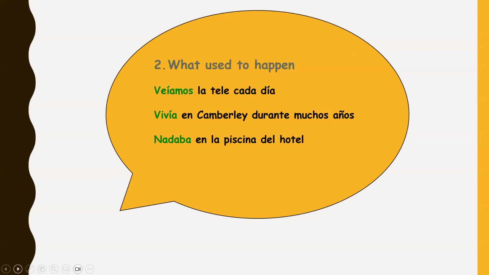We use the imperfect tense as well to talk about something that used to happen in the past, perhaps something that went on for a long period of time in your childhood, for example. The examples here we have are veíamos la tele cada día. We used to watch TV every day. Vivía en Camberley durante muchos años. I, or this could be he, she, or it, lived in Camberley for several years. And nadaba en la piscina del hotel. I used to swim in the hotel swimming pool.